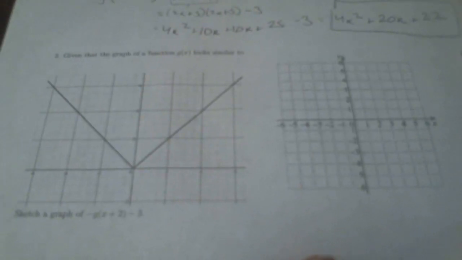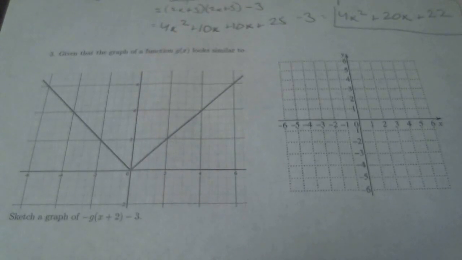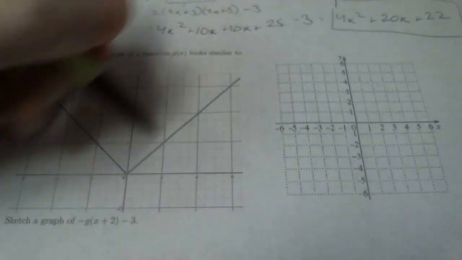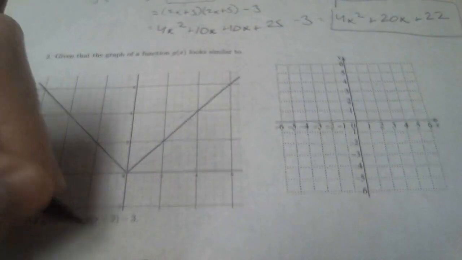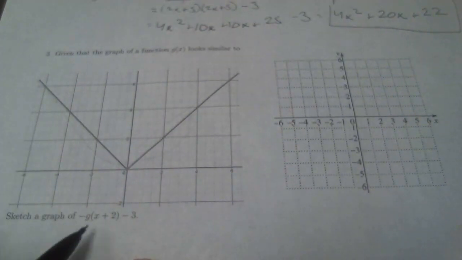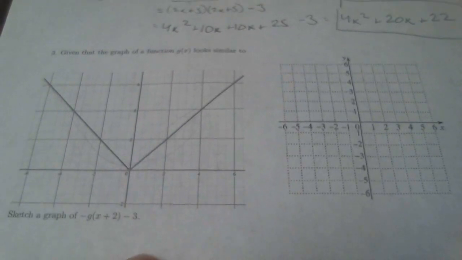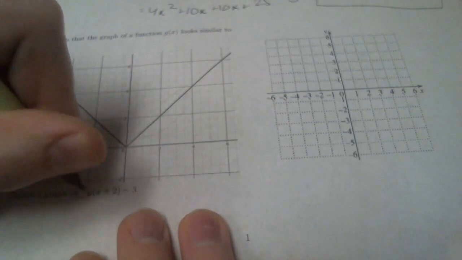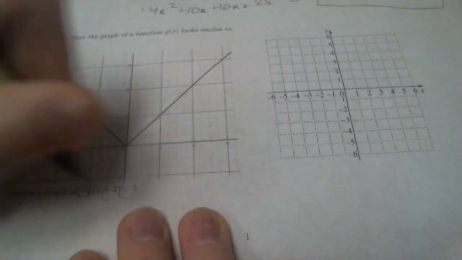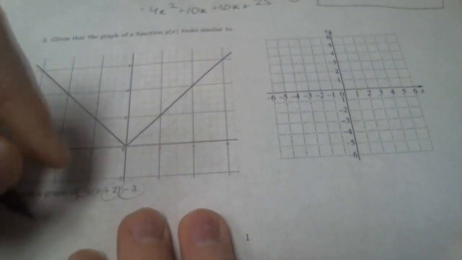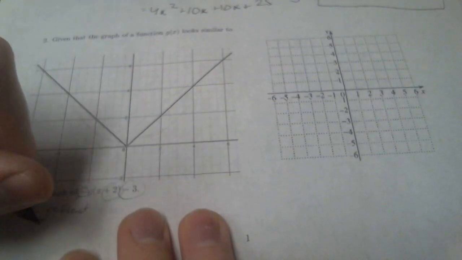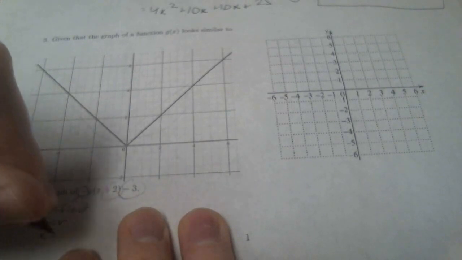And the last one here is dealing with transformations of graphs of functions. Here we have a graph of the function g of x, which looks like this, and we want to find what the graph for negative g of x plus 2 minus 3 would look like. We have a couple of changes going on here. The negative sign out front means that we're reflecting across the x-axis.